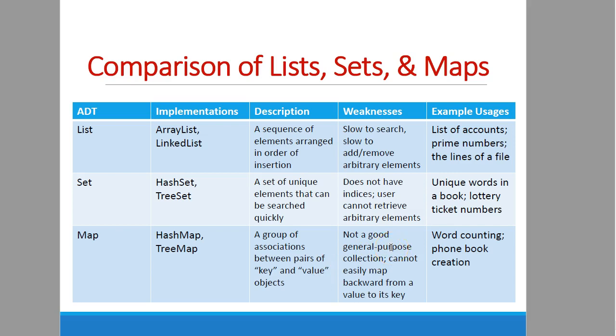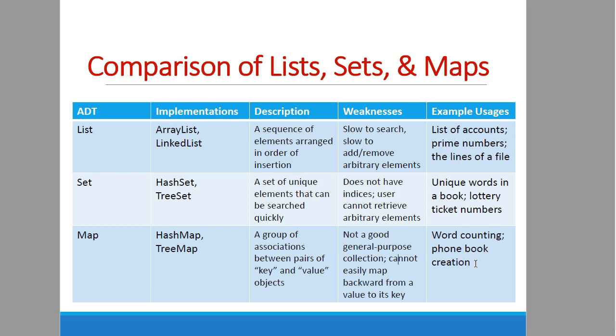So hash maps and tree maps, it says that it's not a good general purpose collection. That's from the sense that you have to have two items, right? So that's only for those uses where you've got two items. You can't map backwards from a value to its key. That's true. But it's a really useful thing whenever you want to store at least two items.